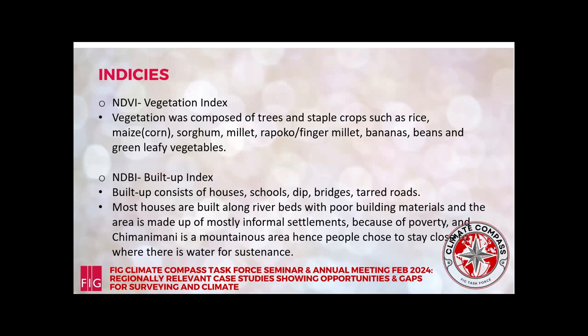Okay, just a recap on the NDVI. The vegetation in Chimanimani was composed of trees and staple crops such as rice, maize, sorghum, millet, rapoko, bananas, beans, and some green leafy vegetables. And then for the built-up index, most built-up consisted of houses, schools, dips, bridges, and tarred roads. So most houses, especially, as I said earlier, are built along riverbeds, and they are mainly built with poor building materials because these are rural areas where some people are actually struggling. So can you go to the next slide?